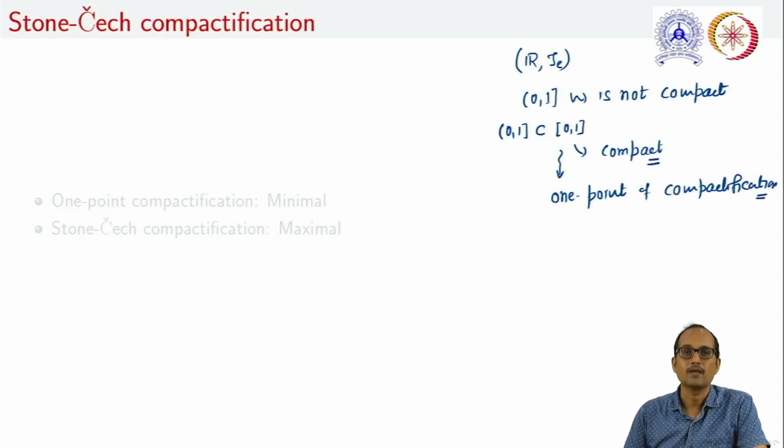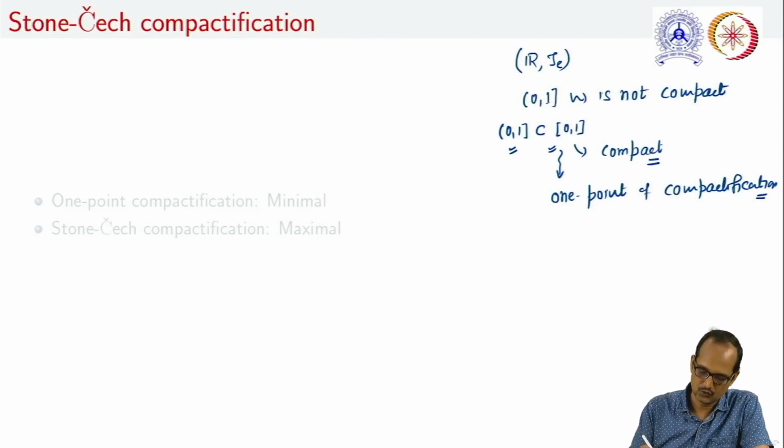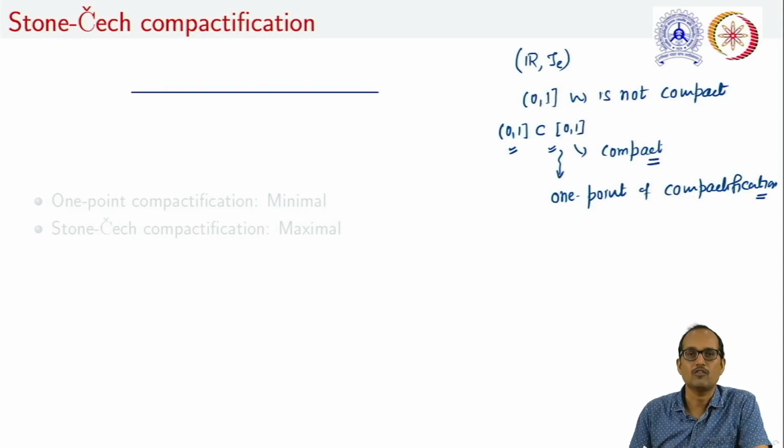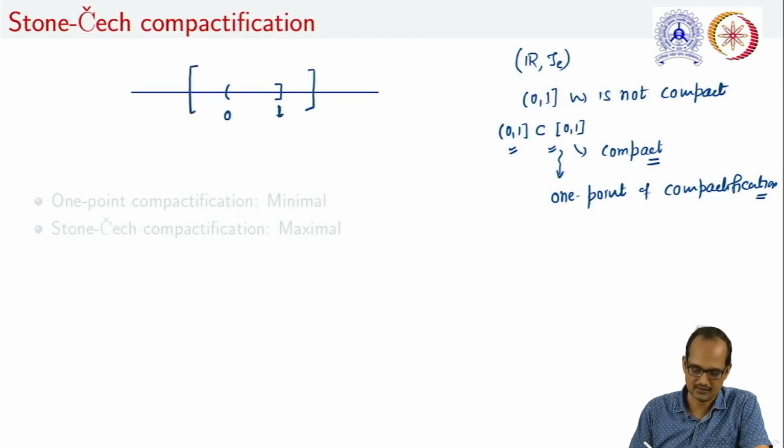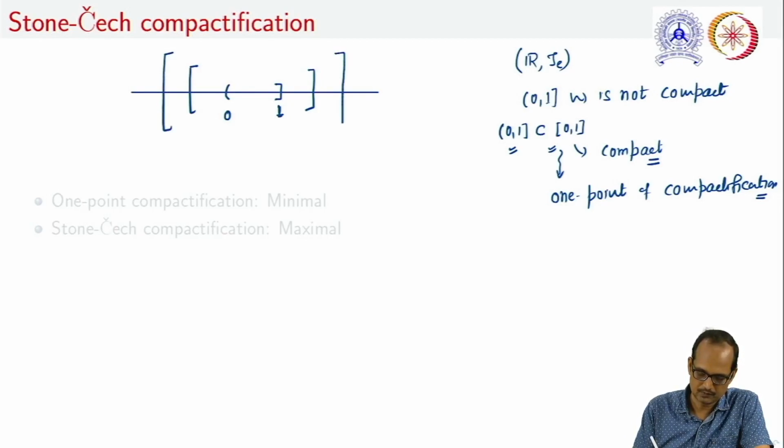Question: is it the only compact set containing this semi-open interval [0, 1)? Answer is no. We can construct a number of compact sets containing this semi-open interval. So let us take this [0, 1]. We can construct another closed interval. Let us take this one, which is compact and is also containing this semi-open interval. We can even talk about much more.